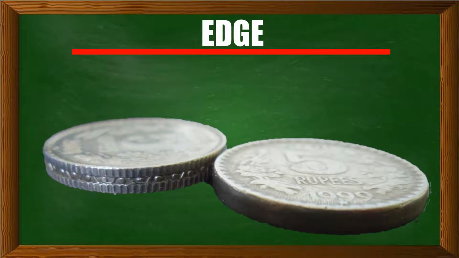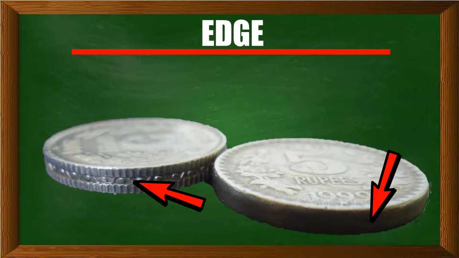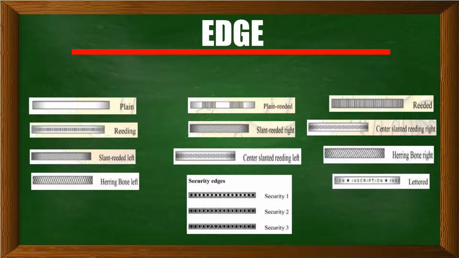Edge. Edge is the outer border of the coin. It is sometimes referred to as the third side of the coin. It runs the entire circumference of the coin. There are various types of edges such as plain, plain reeded, reeded, slant reeded right, center slanted reeded right, slant reeded left, center slanted reeded left, herringbone right, herringbone left, lettered, security edges.